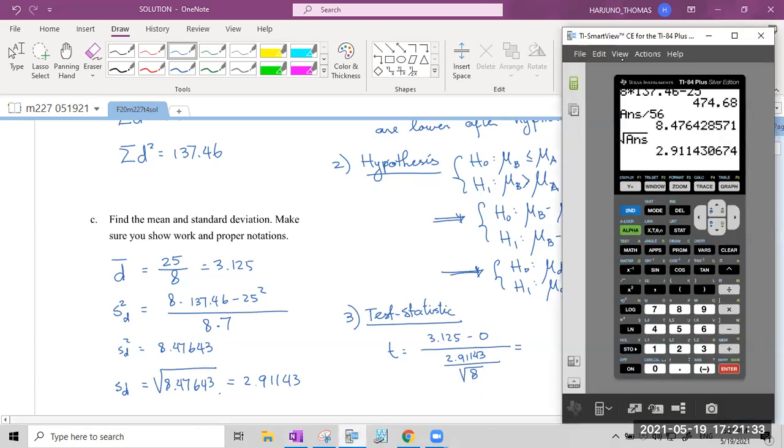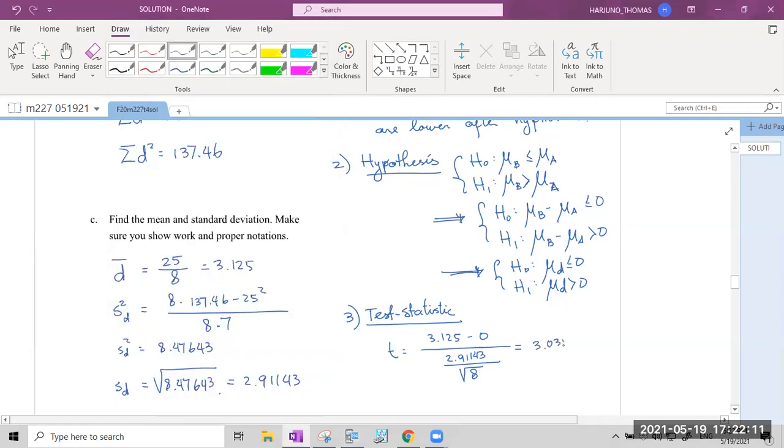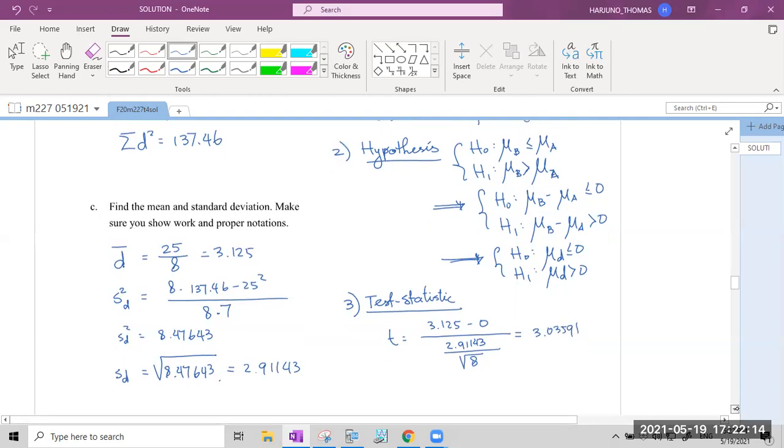You know what? I'll use my calculator again. I go to stat, test, T test. Don't you think they're really nice? The mu 0 is already there, X bar is this, sample standard deviation is this, sample size is this, and we want greater than 0. Okay, so the T score is 3.03591. That's the test statistic.